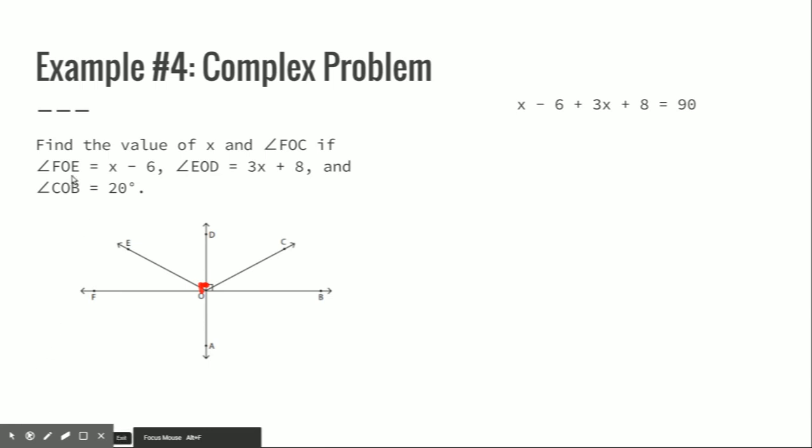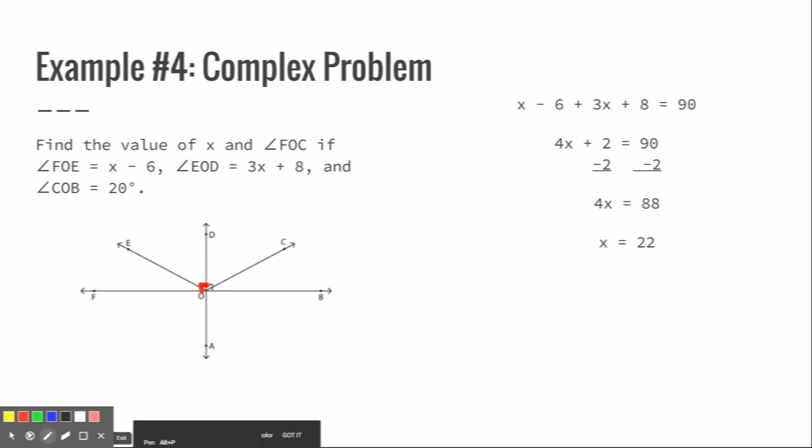And so what that means is that FOE and EOD equal 90. So I just took these two equations and said, those have to equal 90, so I'm going to add them together. Now x plus 3x is 4x, negative 6 plus 8 is 2, and I can subtract 2 from both sides, and I get 4x equals 88. And when I divide by 4 on both sides, x equals 22. So we found the value of x, which is important.